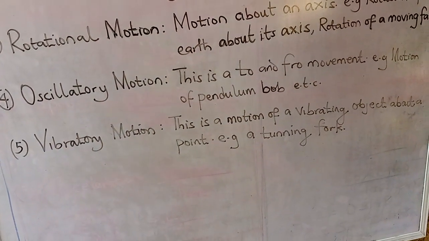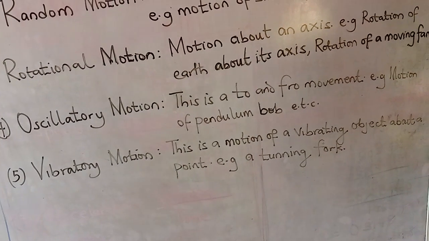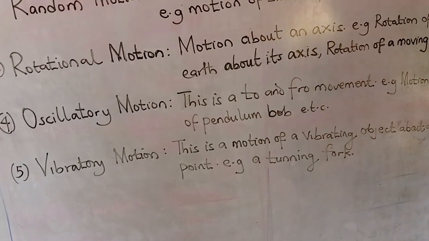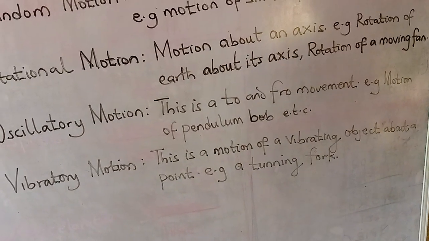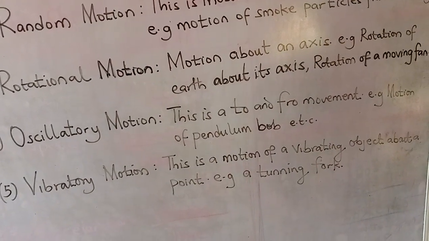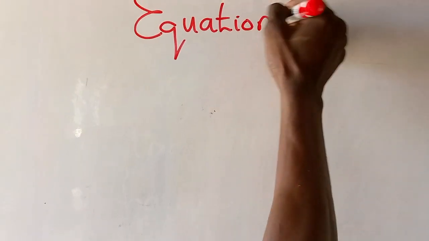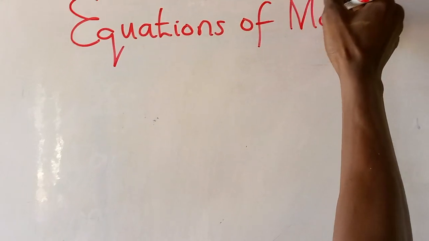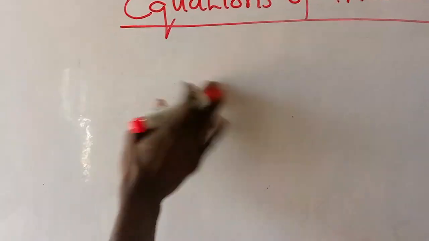You do well to still check some other examples under each of the types of motion. Right now, let's quickly go into the equations of motion, and then we solve some questions under motion. What are the equations of motion that we have? The equations will help you solve some calculations on it.